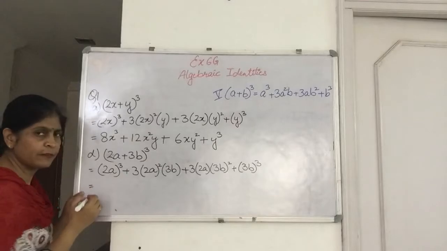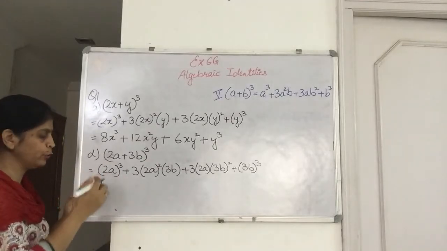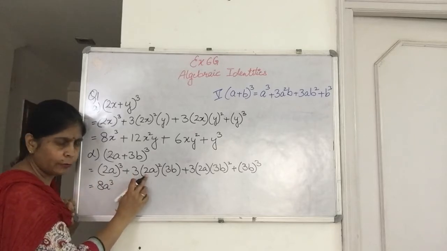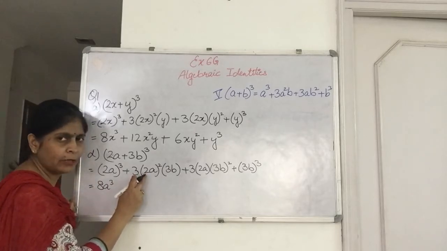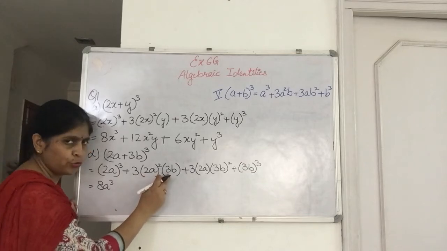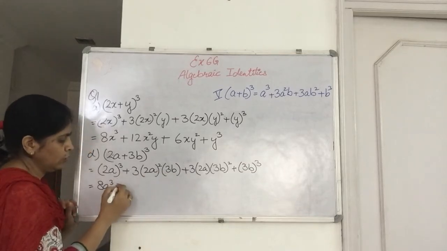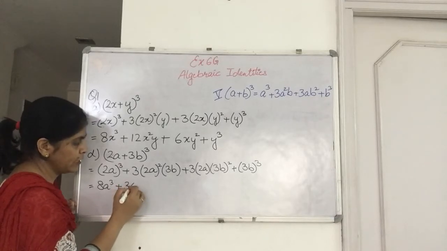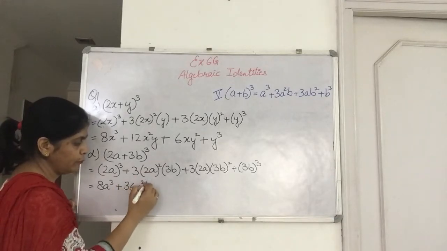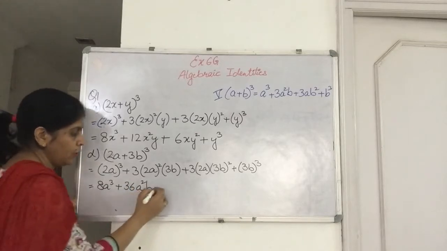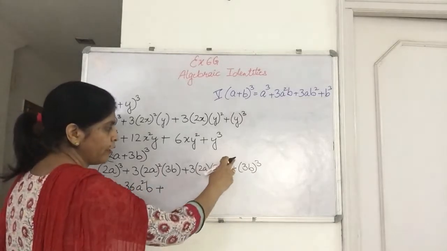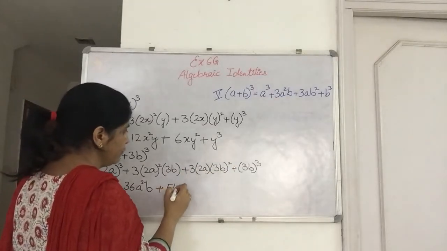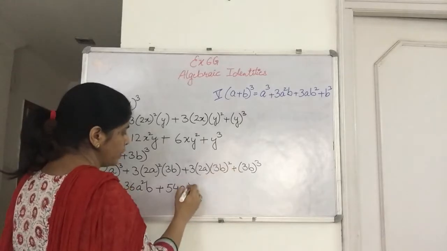Now students, again we simplify: 2 cube, 2 into 2 into 2, 8 a cube. Now again we have to solve the bracket, squared: 2 square becomes 4, 4 into 3, 12, 12 into 3, 36, 36 a square b, plus 3 square 9, 9 into 2 18, 18 into 3 54 a b square.